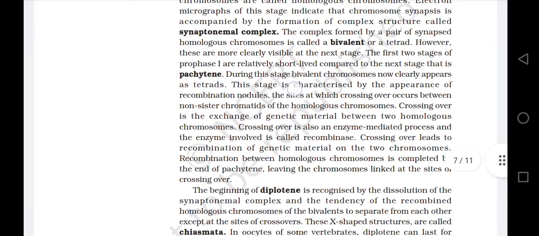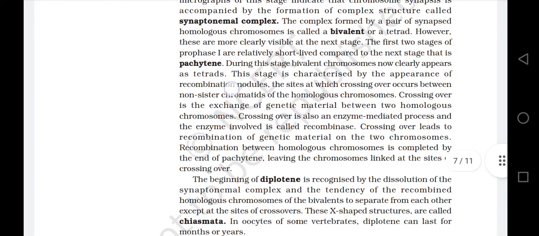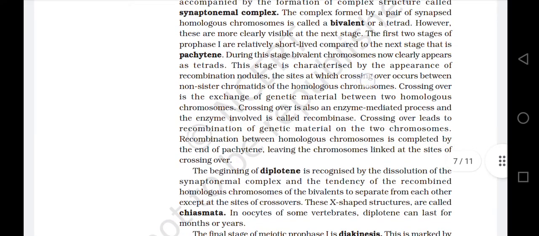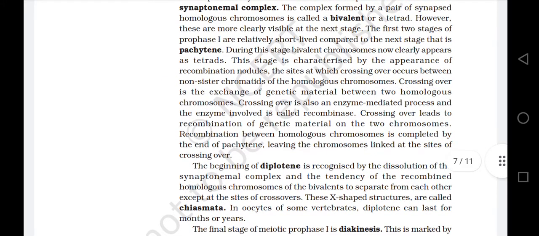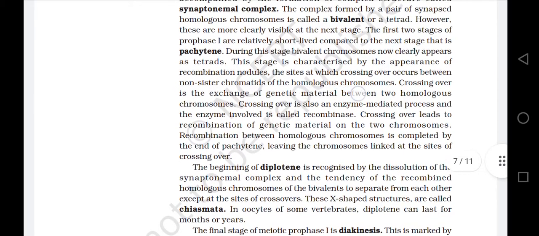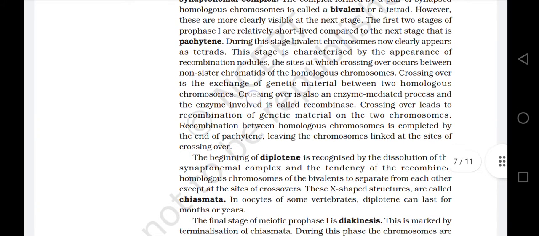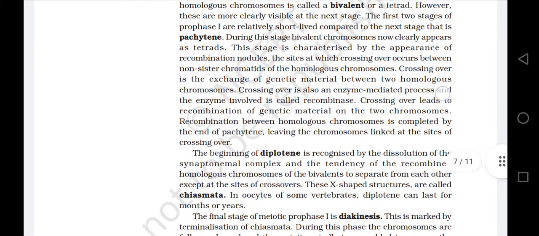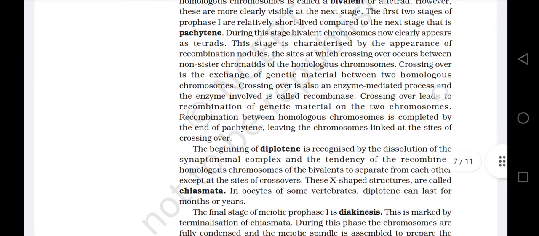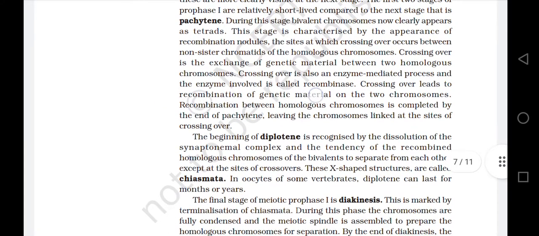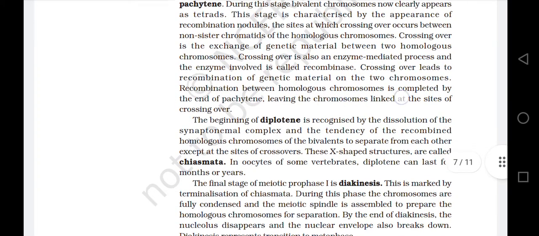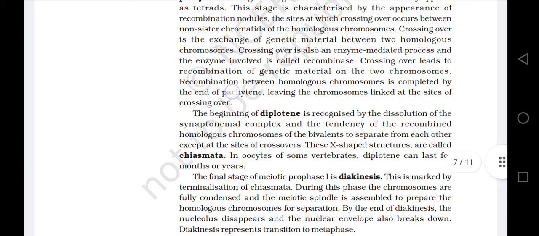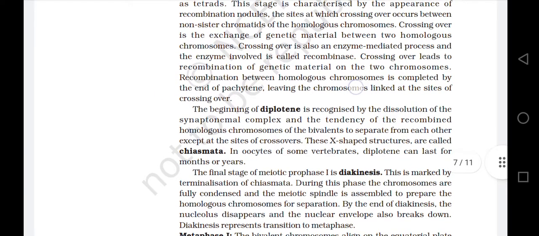This stage is characterized by the appearance of recombination nodules, the site at which crossing over occurs between non-sister chromatids of the homologous chromosomes. Crossing over is the exchange of genetic material between two homologous chromosomes. Crossing over is also an enzyme-mediated process, and the enzyme involved is called recombinase. Crossing over leads to the recombination of genetic material on the two chromosomes. Recombination between homologous chromosomes is completed by the end of pachytene, leaving the chromosomes linked at the sites of crossing over.